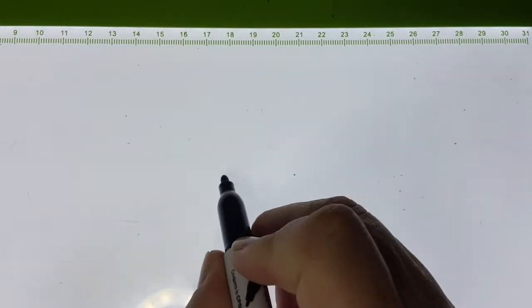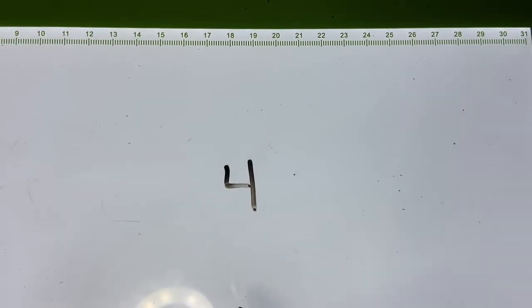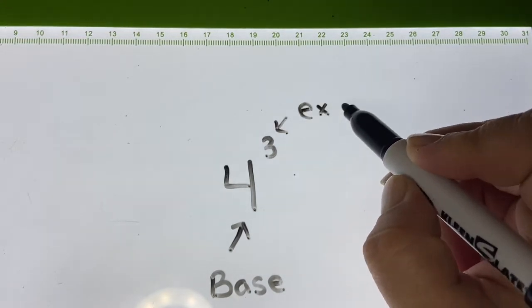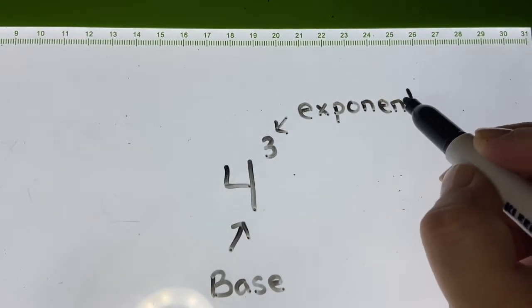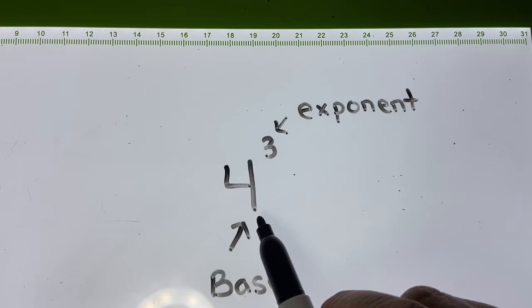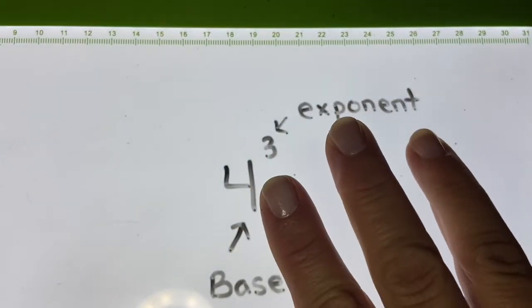In 4th grade, you should have talked about exponents like this. If you had 4, and that's your base number, that's your first number, right? But it's to the 3rd power. So here's my base number, my original number I'm working with. Here's my exponent. So this 3 is basically saying I need a 4 3 times.